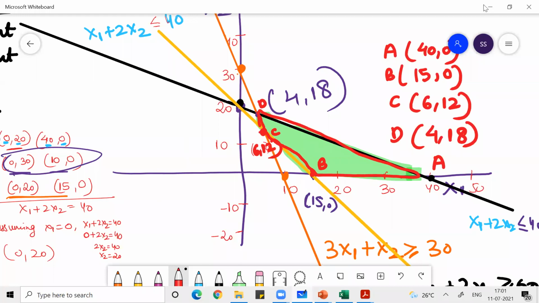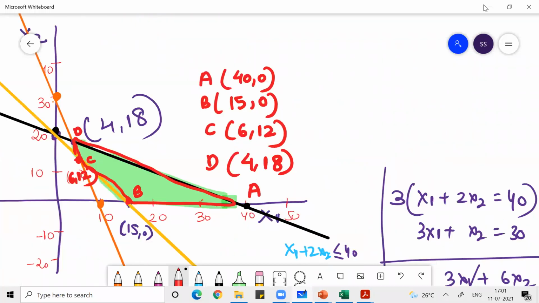So for this polygon, we call these points corner points. Corner points are the vertices of the feasible region.